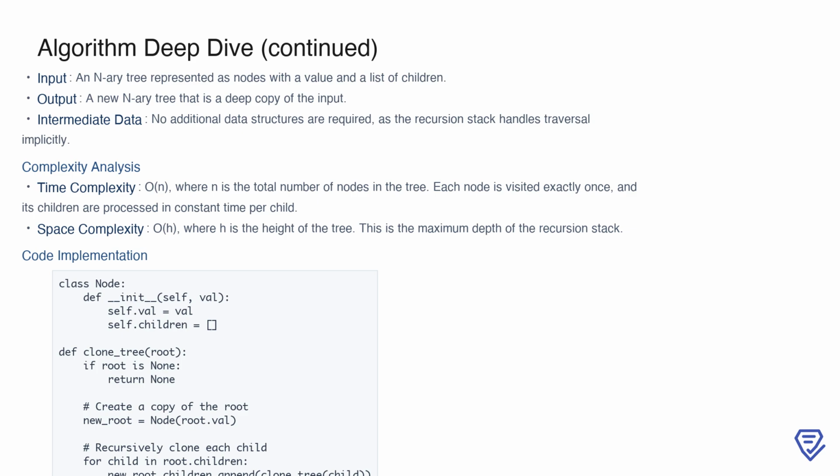Now, let's analyze the complexity of our algorithm. The time complexity is O(n), where n is the total number of nodes in the tree. Each node is visited exactly once, and its children are processed in constant time per child. The space complexity is O(h), where h is the height of the tree. This accounts for the maximum depth of the recursion stack during the traversal. With this efficient design, we ensure that the algorithm scales well for a variety of tree sizes.